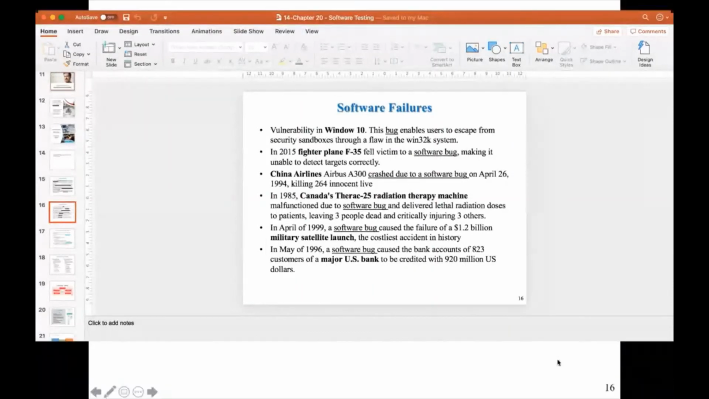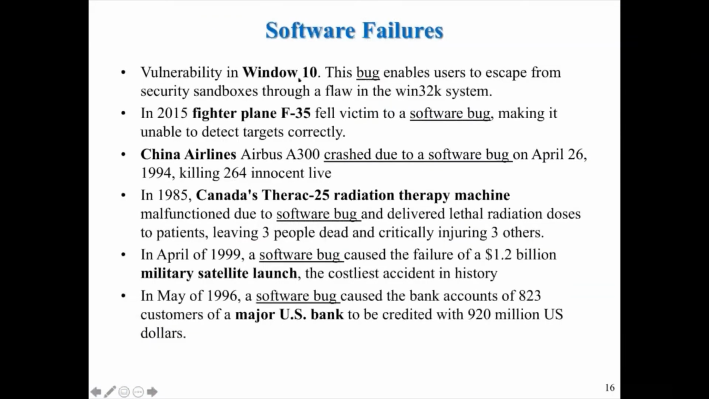Some more examples of software failures. There was a vulnerability in Windows 10. This bug enabled users to escape from the security sandbox through a flaw in the Windows Win32K system. So it means security was at a very high risk.